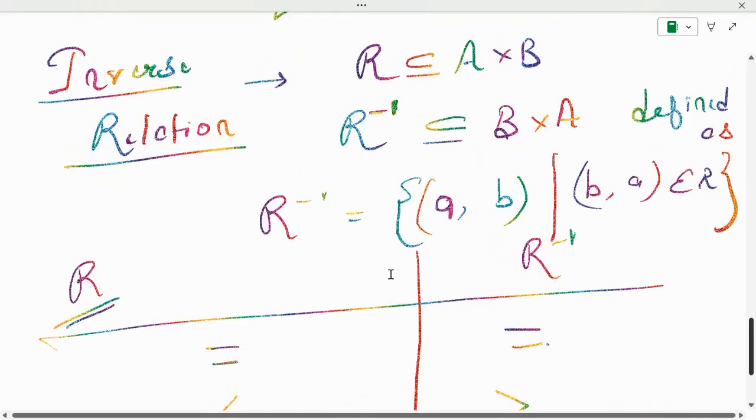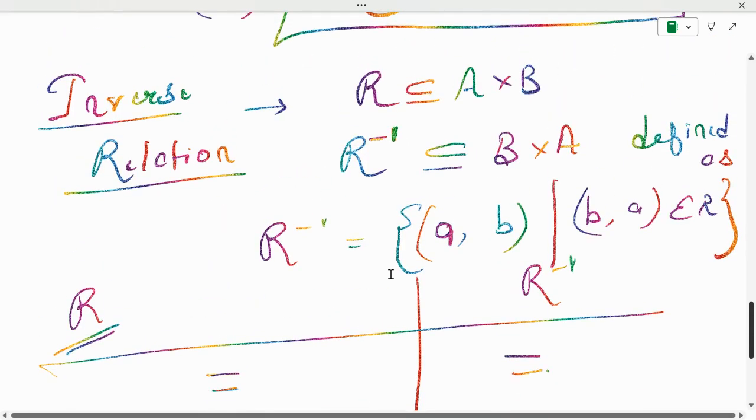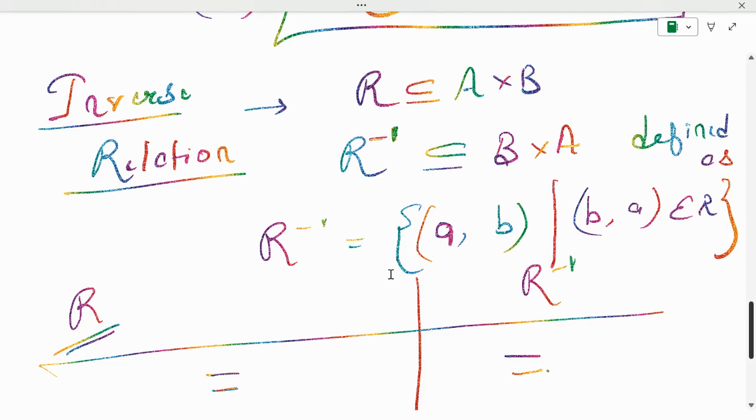So we'll see more of the relation topic in the upcoming video. There will be composite relations, and there will be a lot of relations we will be talking about, like reflexive, irreflexive, symmetric and asymmetric, like that.